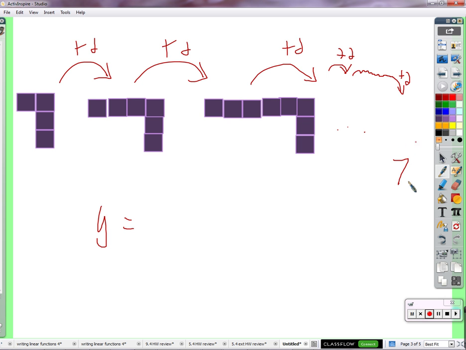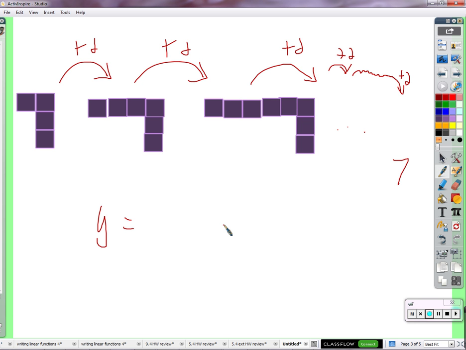If I want to get to figure seven, how many times do I have to go up to get to figure seven? Six. Six times. If I start at figure one, I have to go up six times to get to figure seven. If I go up six times, I could say plus two, plus two again, plus two again, plus two again, and plus two again. I just added two six times.